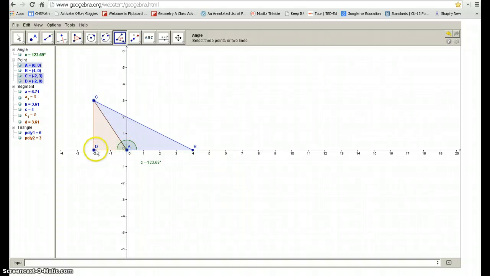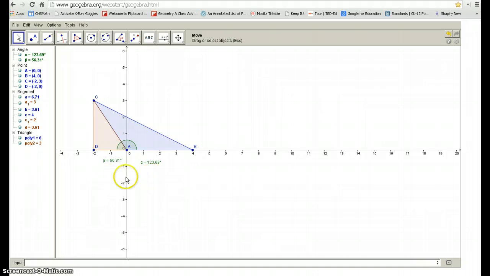Every obtuse angle has a partner angle, which is an acute angle that is its supplement. Now, if you look at these two numbers and you add them together, you're going to get 180, right? It doesn't matter if I change C and move C somehow. I can move C, and this angle and this angle are always going to form 180 degrees because they're a linear pair.